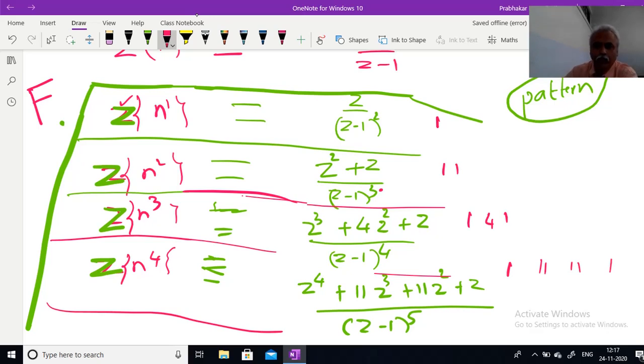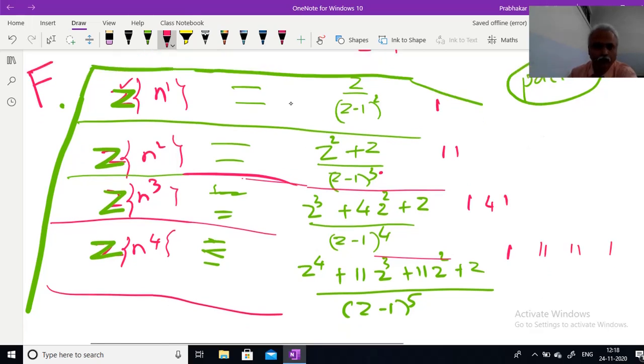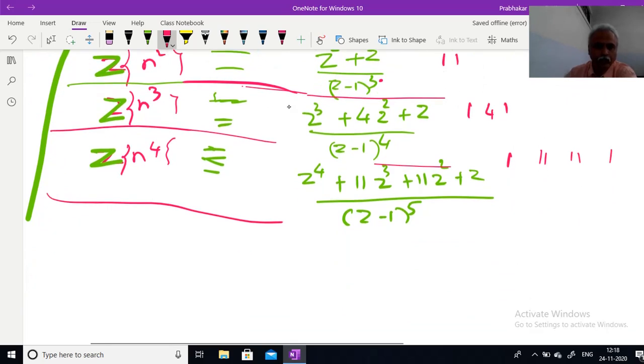So remaining you can see, if you close this, you can write z by z minus 1 square. Denominator no problem. Whatever the power is, the denominator power is 1 more than that. Here start from 2: z square plus z, z cube plus 4z square plus z, z raised to 4 plus 11z cube plus 11z square plus z. Like that you can remember 1 1 1, 1 4 1, 1 11 11 1. You remember mobile numbers of many of your friends. Like that you can remember these also. So these are the main Z transforms we found.